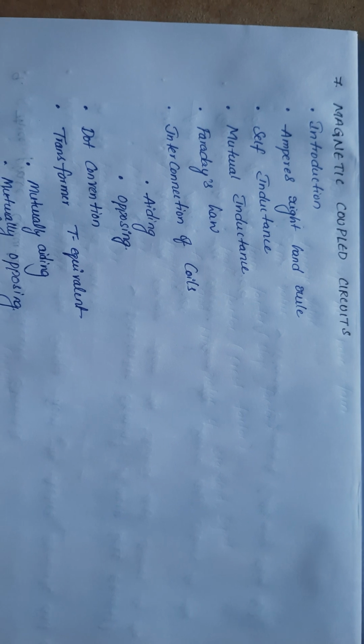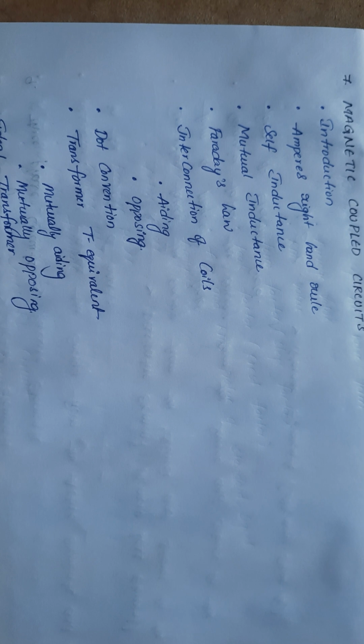The sixth chapter is resonance. Concept of resonance, Q factor, series resonance, parallel resonance. And the seventh chapter, this is the most important chapter, magnetic coupled circuit. For the topic coupled circuits, this is the most important. Okay, here we know about the self inductance, mutual inductance, aiding, opposing, mutually aiding, mutually opposing, ideal transformer.